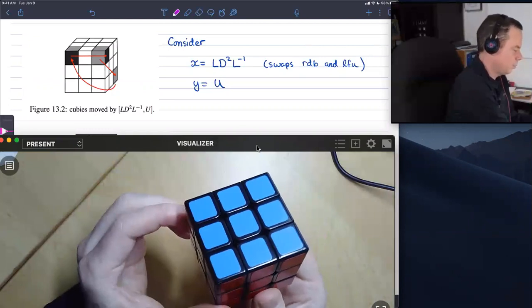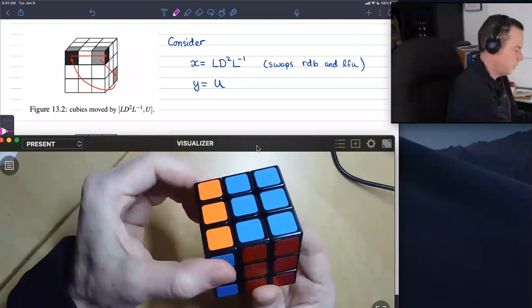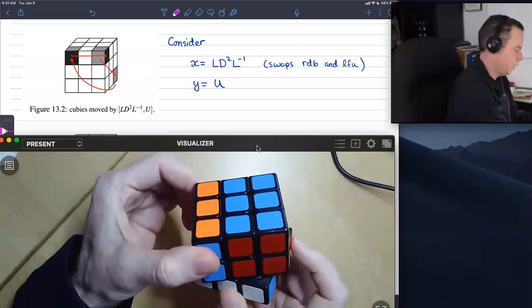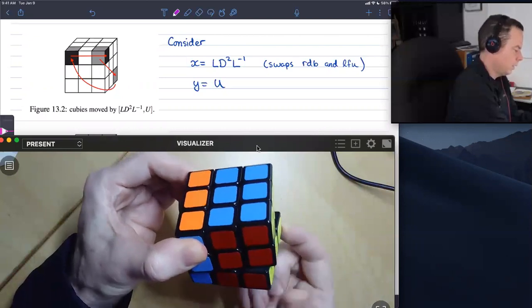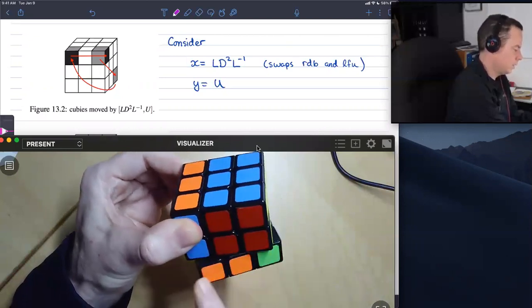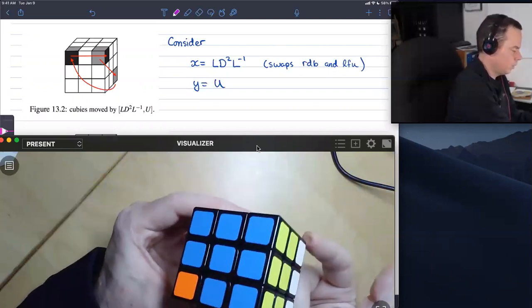So let's just see why is that the case. So this is my first move. I bring this piece down. That's my L move. Then I spin the down layer twice. Maybe I'll spin it the other way just so you can see. So this corner in the back, it's now coming around and sliding into place. And then I'm putting it up top. So all I did was brought this corner piece up here.